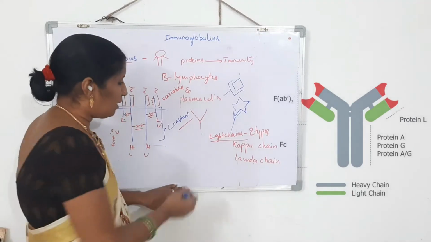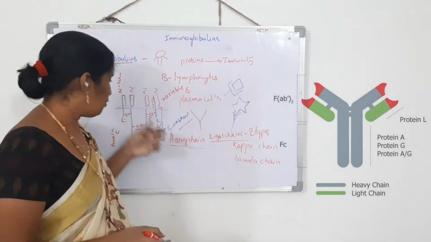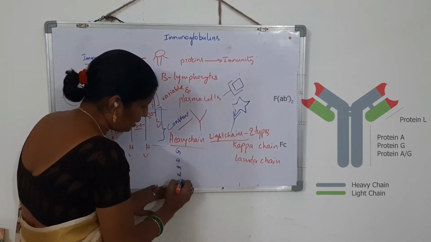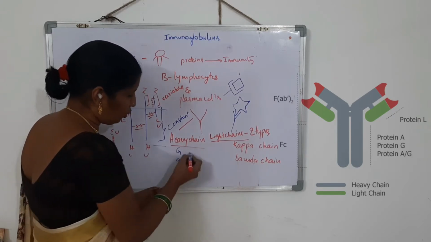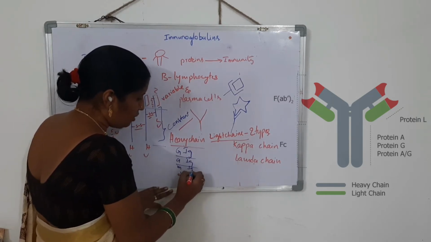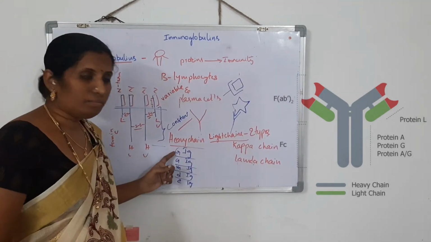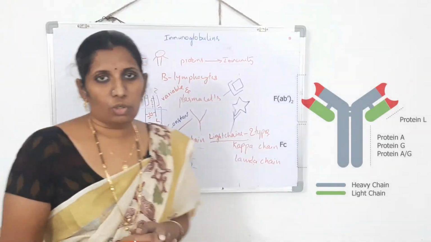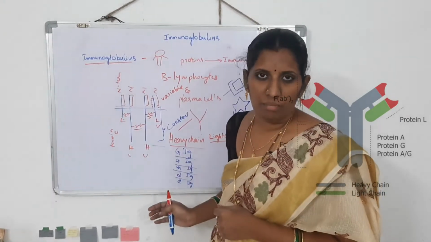Then what about the heavy chain? For the heavy chain also, depending upon the amino acid sequence, they are divided into 5 types: G, A, M, D, E. This is the short form for these 5 types of immunoglobulins: gamma immunoglobulins, alpha immunoglobulins, mu immunoglobulins, delta immunoglobulins, and epsilon immunoglobulins. G for gamma, A for alpha, M for mu, D for delta, and E for epsilon.